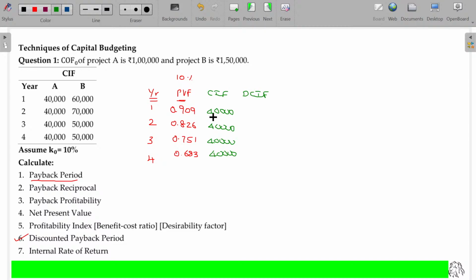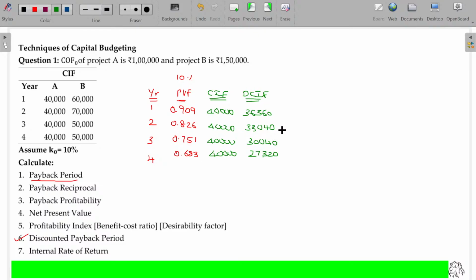So 40,000 into 0.909, this value being 36,360, then 33,040, then 30,040, finally 27,320. We got the discounted cash inflow. If you compare the cash inflow and outflow, that's a simple payback period. If I'm comparing the discounted cash inflow with outflow, then it is called discounted payback period.